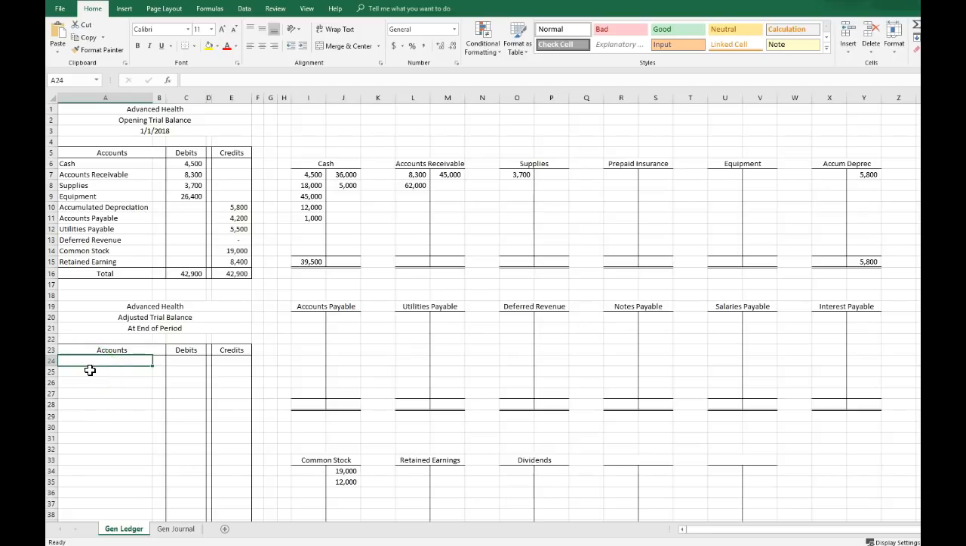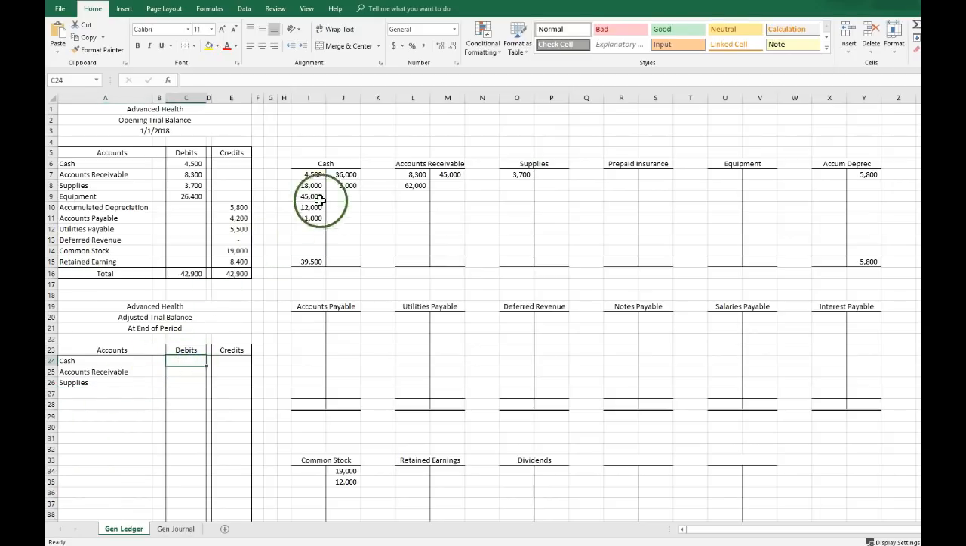So instead of typing cash, again, make Excel do the work for you. Hit the equal sign. Here's the cash account name. Hit enter. Do the same thing with receivables: equal, click, and enter. Supplies, equal sign, click, and enter. So do that for the rest of the account names, and then drop the dollar amounts in here.